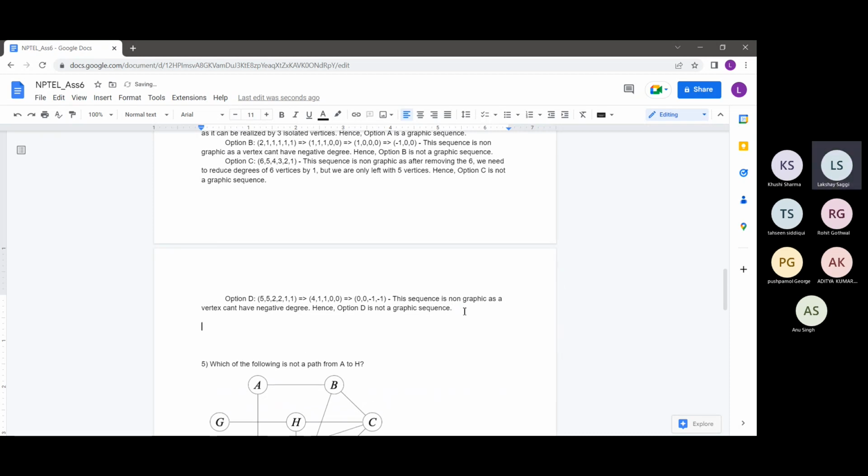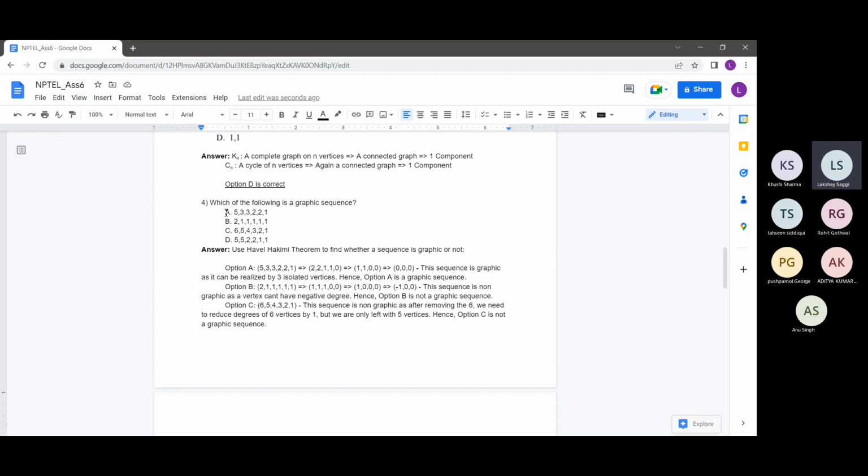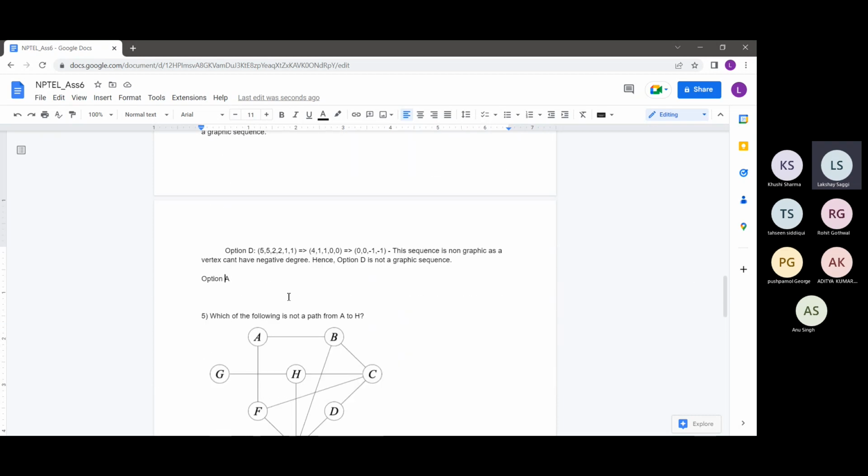So the correct answer is option A. Option A was a graphic. The question was asking which of the following is a graphic sequence. So only option A was a graphic. B, C, D, we have shown that not graphic. Only option A is correct.